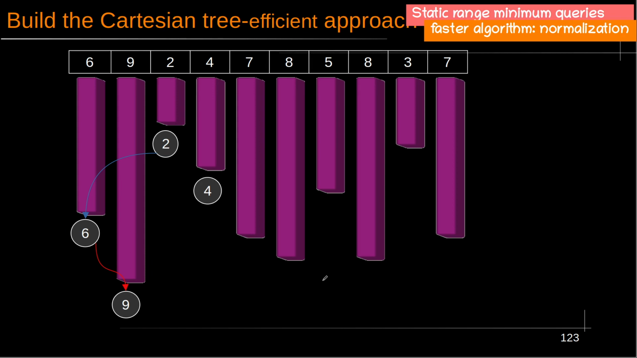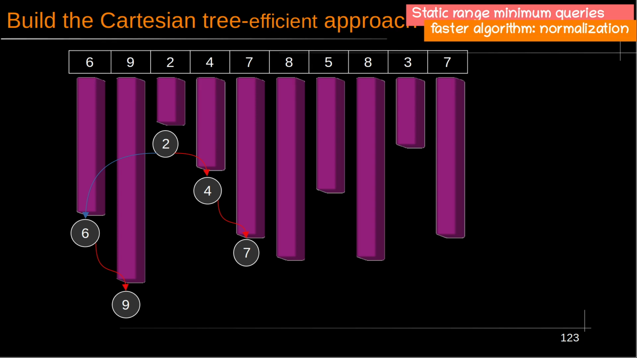Go to 4. Is 2 greater than 4? No. So 4 will be the right subtree of 2. We go to 7. Is 4 greater than 7? No. So 7 will be in the right subtree of 4.